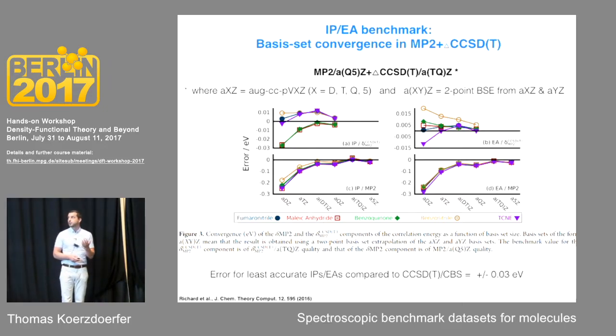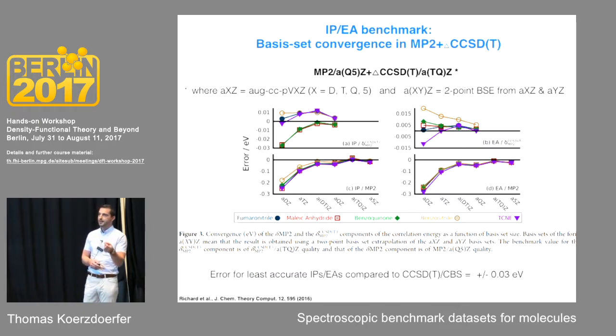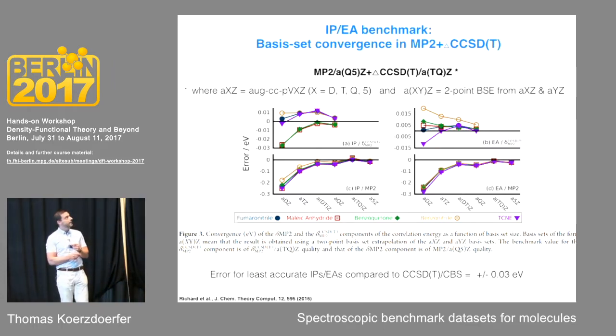The way you do this is you play a trick. What you see here on the left is IPs and on the right is electron affinities. On the top is the difference between an MP2 IP and a coupled cluster IP as a function of the basis set size. And on the bottom, you see the MP2 ionization potential as it converges, so that's the difference to the most accurate calculation. The point is that this is an order of magnitude smaller than this, meaning that the difference between an MP2 and a coupled cluster calculation is an order of magnitude smaller than the error you make in the basis set extrapolation.